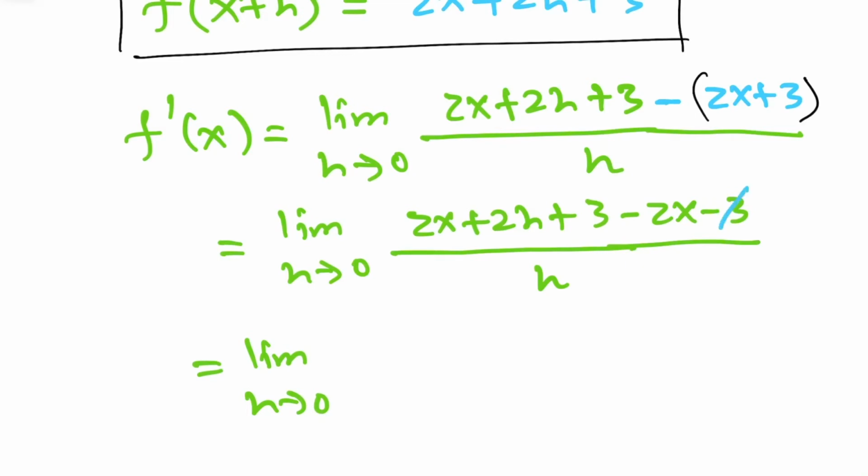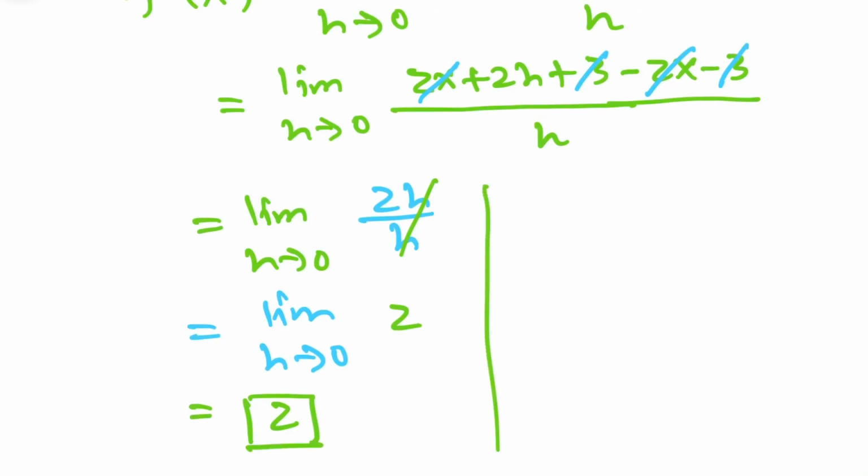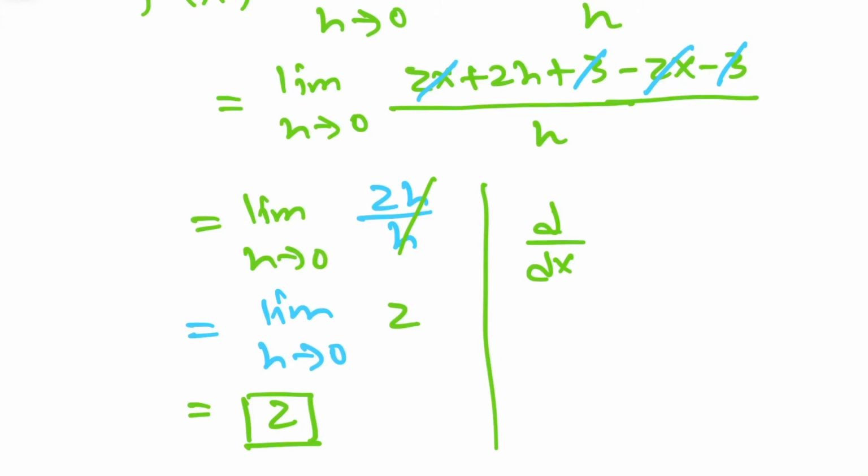Can we simplify this a little bit more? The answer is yes. Negative 3 cancel each other out. Negative 2x cancel each other out. We have 2h on top and h in the bottom. So limit as h approaches 0, those two h cancel each other out, left with 2. Since we don't have any h term here, this really doesn't matter, so the answer will be 2, okay?